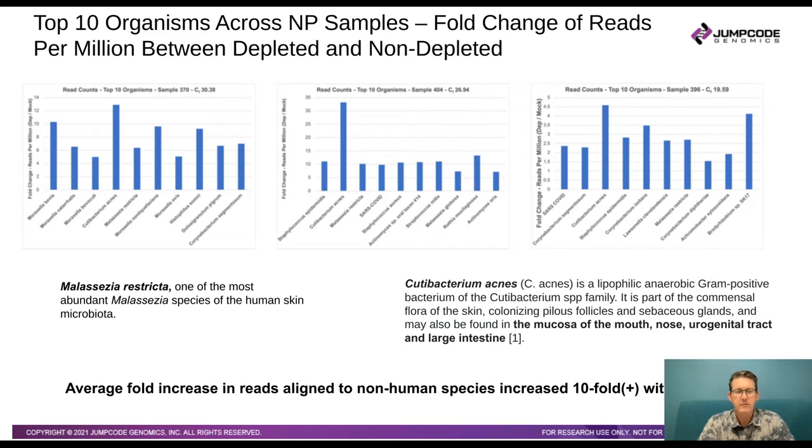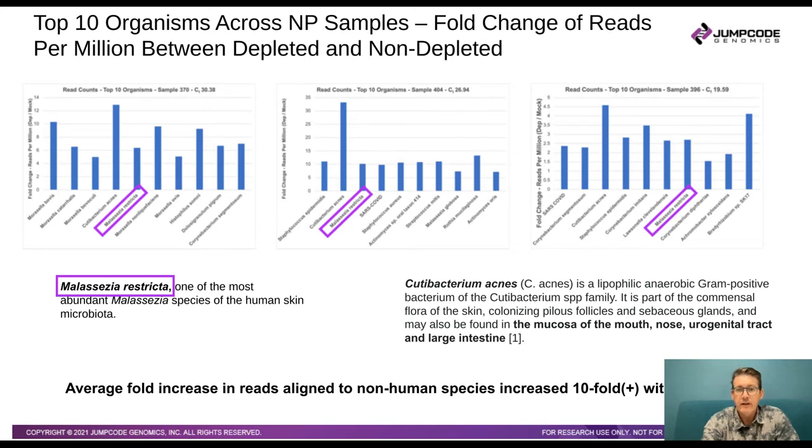And I'll just make a blanket statement across all of these samples. For this range of CT values, we're seeing anywhere between 4 to 10 plus fold average increase in reads per million going to the top 10 organisms in these samples. And just as a sanity check, I wanted to take a look here at the composition of several of these organisms in the top 10. When we take a look at Malassezia restricta, it's one of the most abundant species of the human skin microbiota, and we see it in all three of these samples.